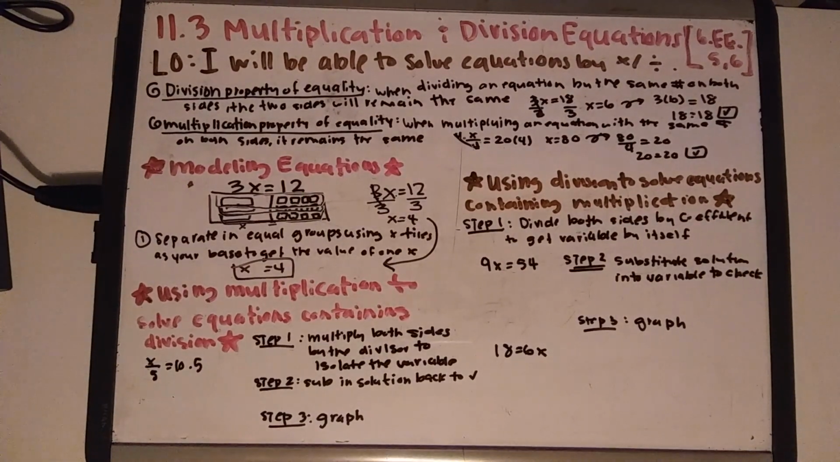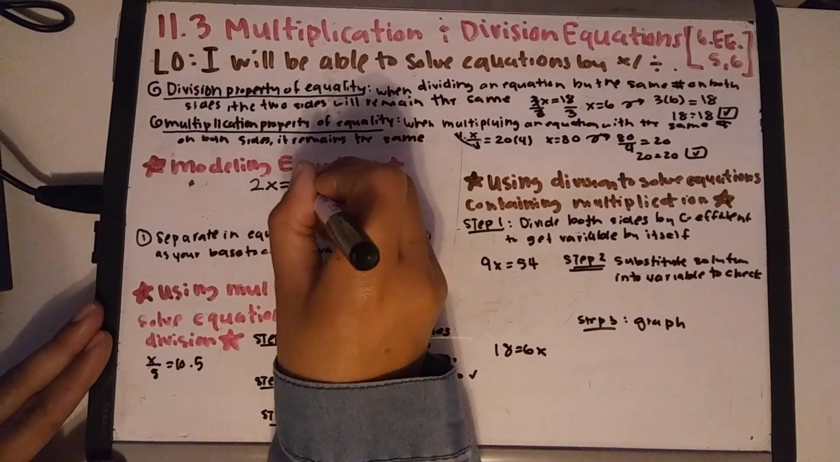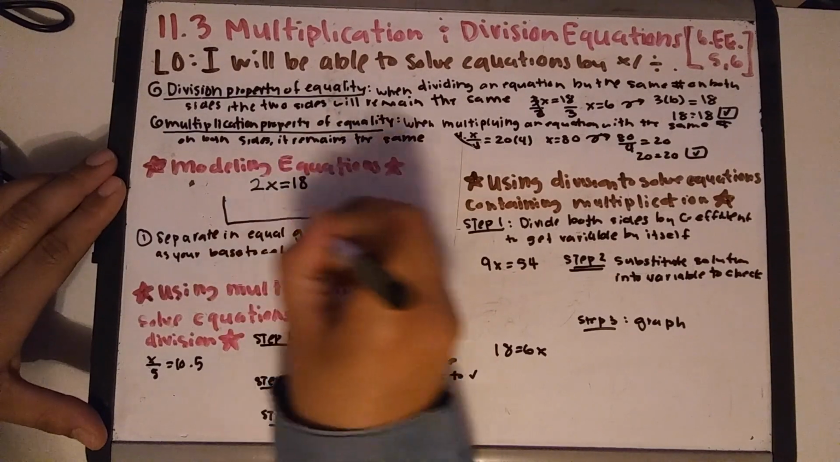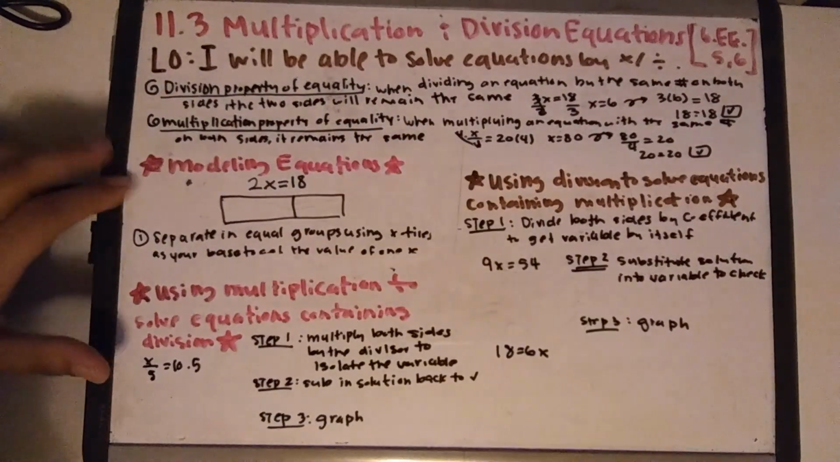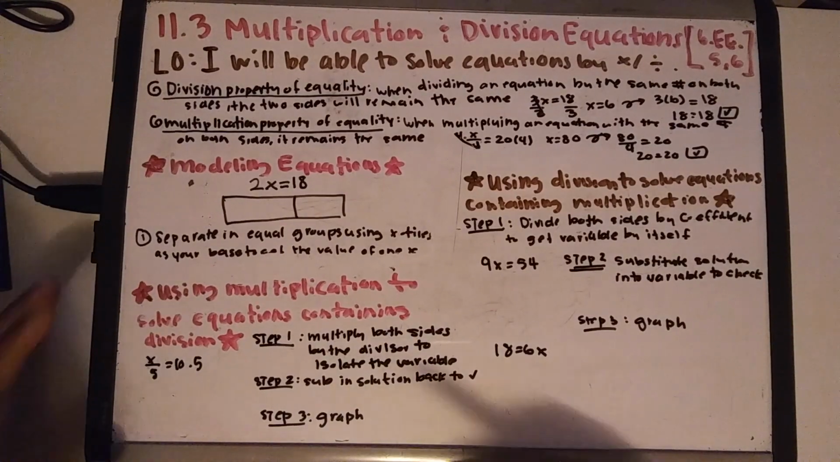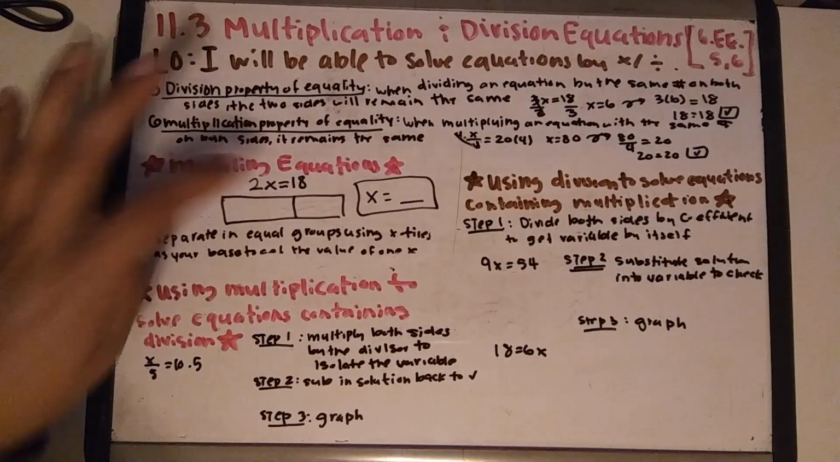So let me go ahead and do one of this where you can do. So go ahead and tell me how many x tiles on this side, how many 1 tiles on this side, and then tell me what x equals. It is separated into equal groups.